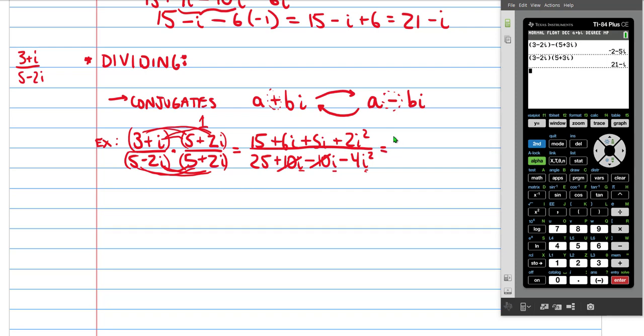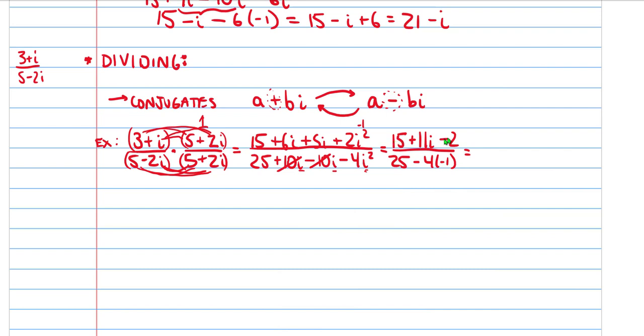So if I start cleaning all this up, I get 15 plus 11i plus 2i squared, which is actually just minus 2, right? Because i squared is negative 1, 2 times negative 1 is negative 2. And then in the denominator, I get 25 minus 4 times negative 1. So cleaning up a little bit more, 15 minus 2 is 13 plus 11i over, this is going to be 25 plus 4. 4 times negative 1 is negative 4, minus negative 4. So 25 plus 4, that's 29.